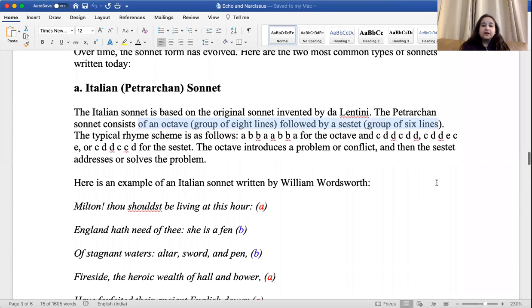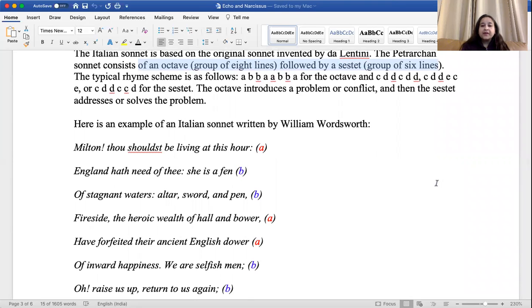Okay. So here there is an Italian sonnet written by William Wordsworth, and again it's in English, but it's in Old English. So he talks about Milton, John Milton, and he said, thou should be living at this hour, means you should be alive at this hour. England hath need of thee, so England needs you. England is in a problem of stagnant water, altar, sword, and pen. Now if you see this fen and pen, they are rhyming with each other. So that is B and B rhyming. And hour and fireside, the heroic wealth of hall and bower. So bower is the bushes.